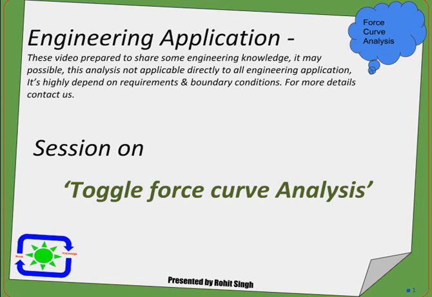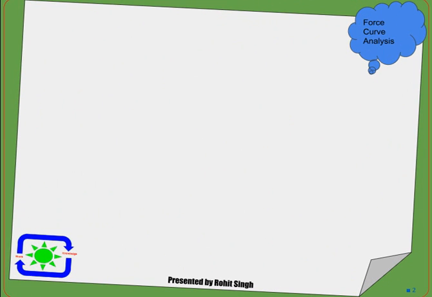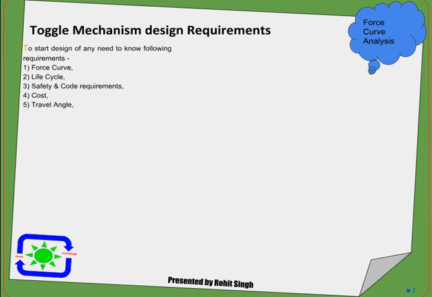In today's session, I'm going to cover toggle force curve analysis. So, if we want to design a toggle mechanism, we need to know a few requirements like force curve, life cycle, safety and code requirement, cost, travel angle. We may need to know other requirements like craftsmanship, color, finish.